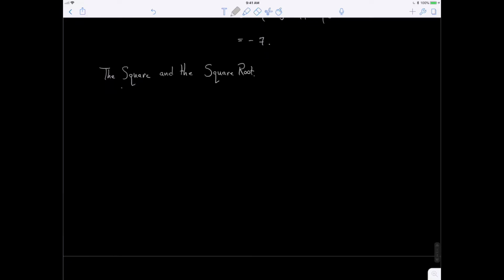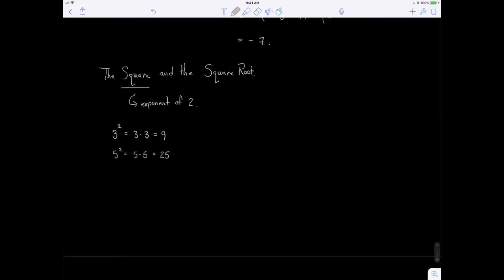The square, let's start with the square, is an exponent of 2. Now, for example, if I have the number 3 squared, then what I would write is that means 3 times 3. Well, 3 times 3 we know is 9. And that is how you square a number. And we'll try one more. For example, if I have the number 5 squared, what that means is 5 times 5, which gives me 25.